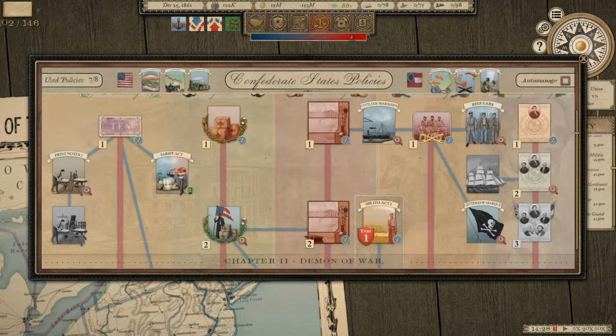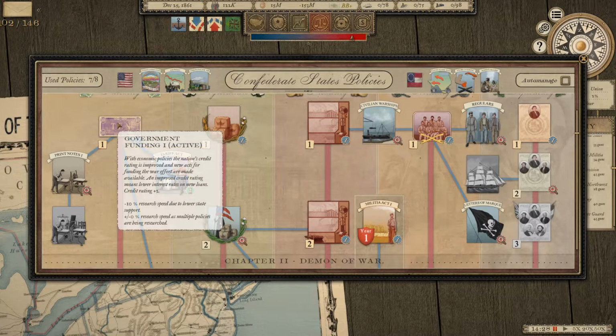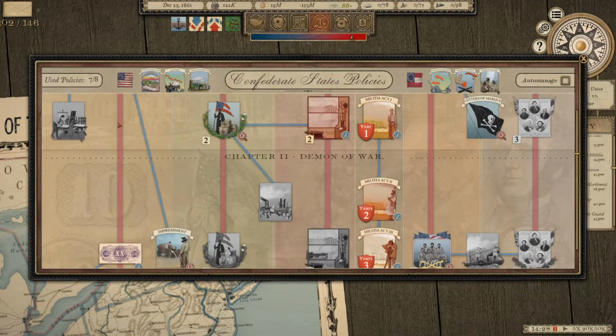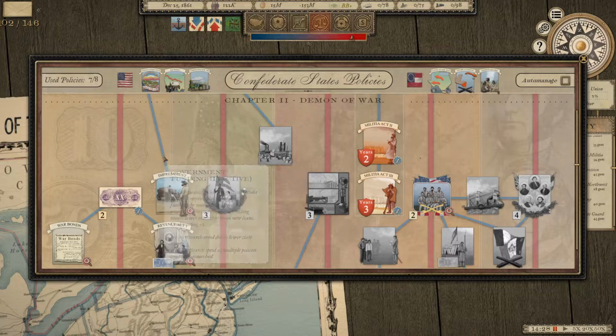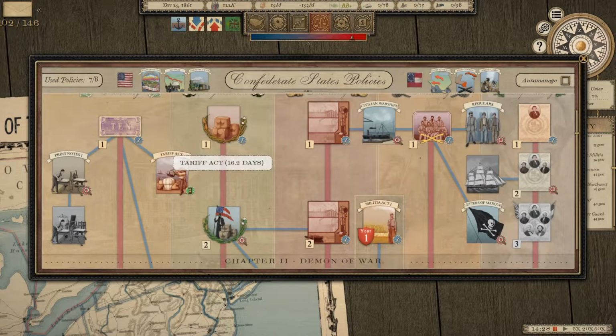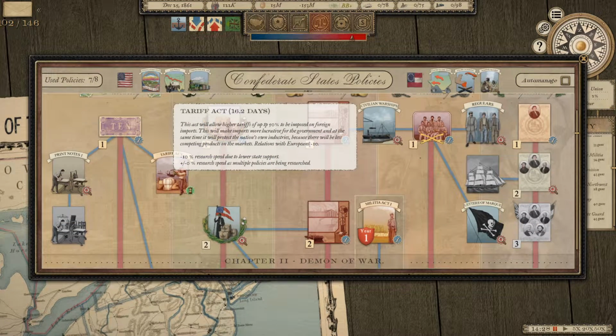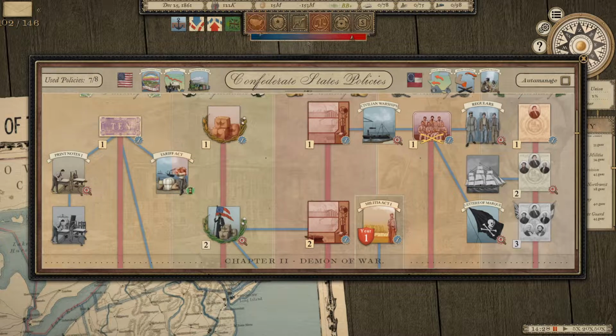And so to that point, then I would probably recommend looking at government funding 1 and 2. Some of these policies aren't bad. You can see right now I'm doing the Tariff Act in game. I don't know that it's going to matter all that much.